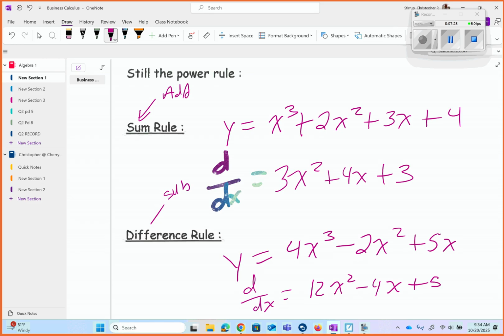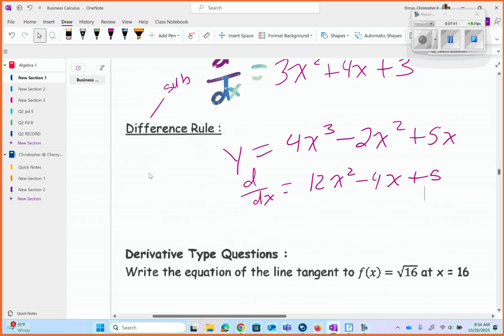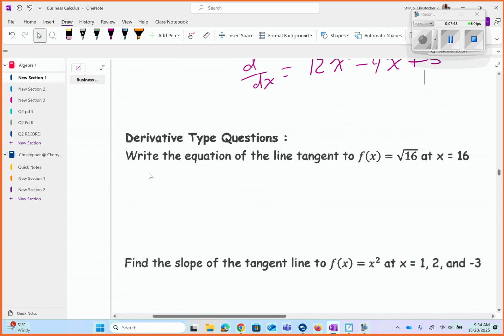Then we get to something that starts getting goofier. It starts using language where you read it and you're like, what? Derivative type questions. Write the equation of the line tangent to f at x equals root 16, at x equals 16.